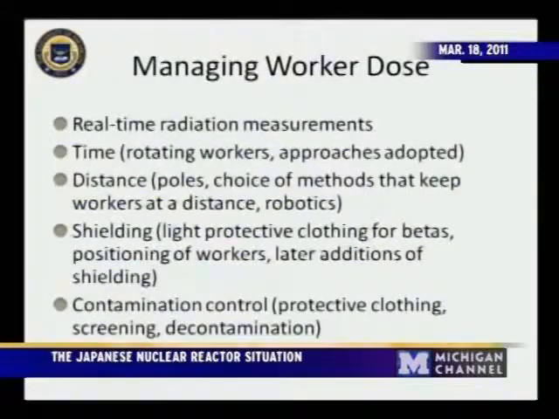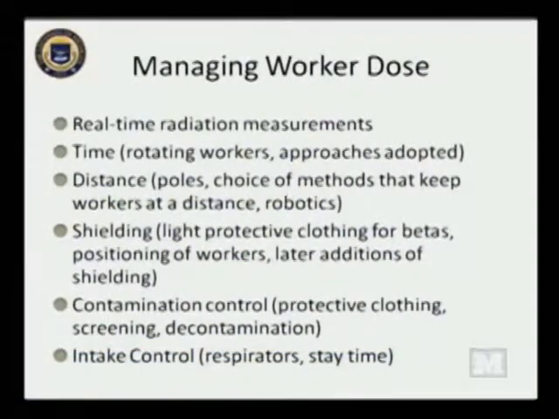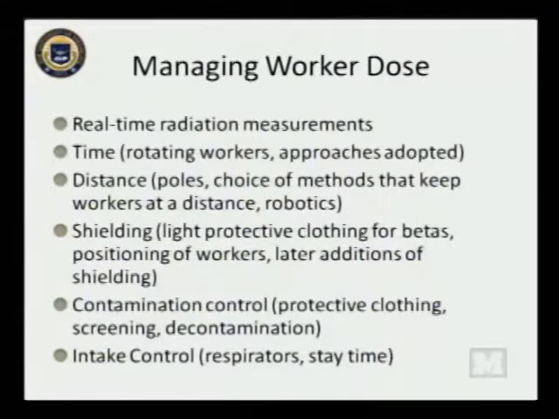They have real-time radiation measurements from fixed detectors around the plant, as well as portable monitors, and they're trained to use them. Time: you can rotate workers, and you can take approaches that require less time. So if here's a really radioactive source, you can have one worker run up, turn the knob a little, run back, someone else run in, turn the knob a little more, have another worker run in and turn the knob, and you can reduce the dose.